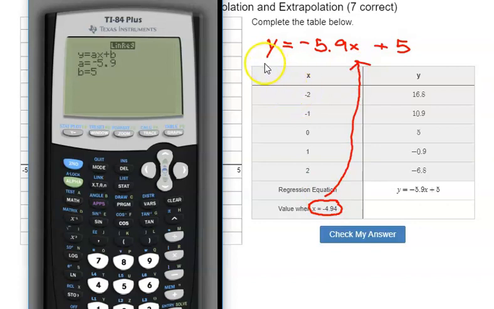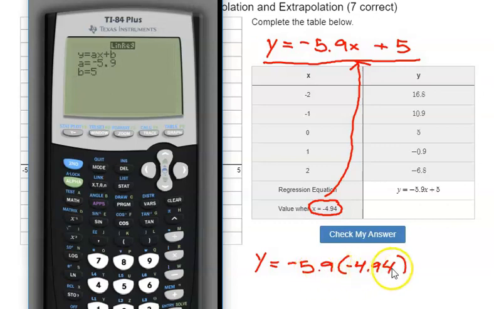Now all this equation does, and indeed all any equation of this type does, is it allows us, if we know a value of x, to do these calculations: negative 5.9 times whatever value x is, plus 5, and that will give us our y value. So all I have to do is say y equals negative 5.9, and then I replace the x with negative 4.94, and I'm multiplying those two. They're written right next to each other. That's what that means. And then add 5.